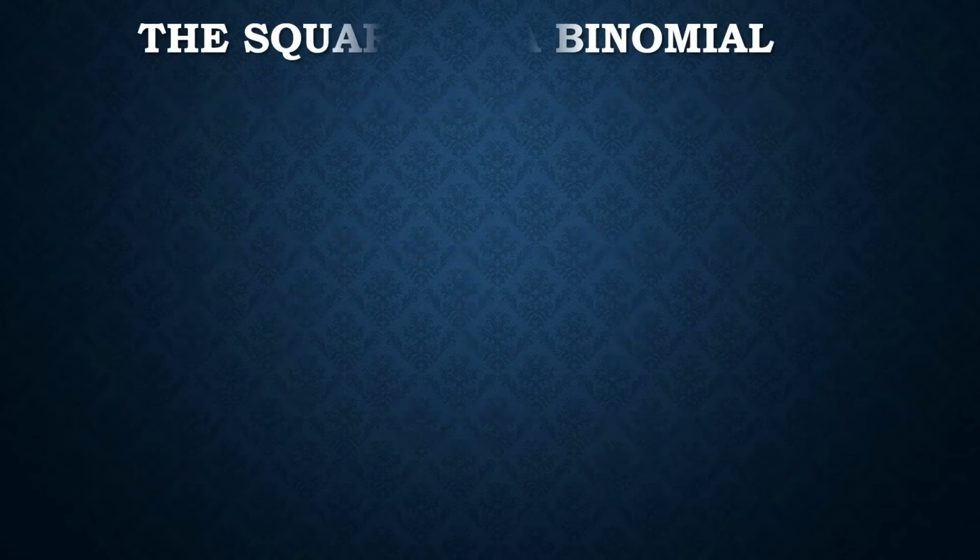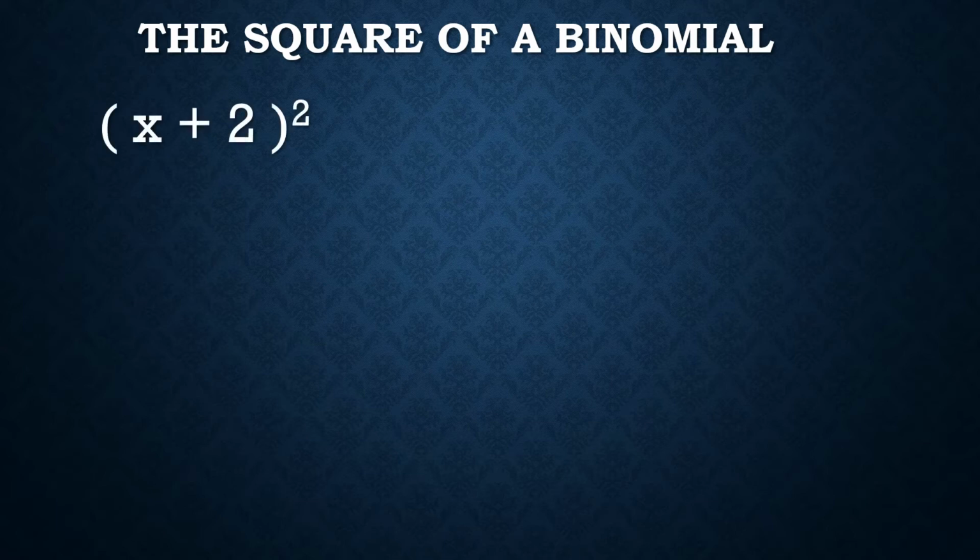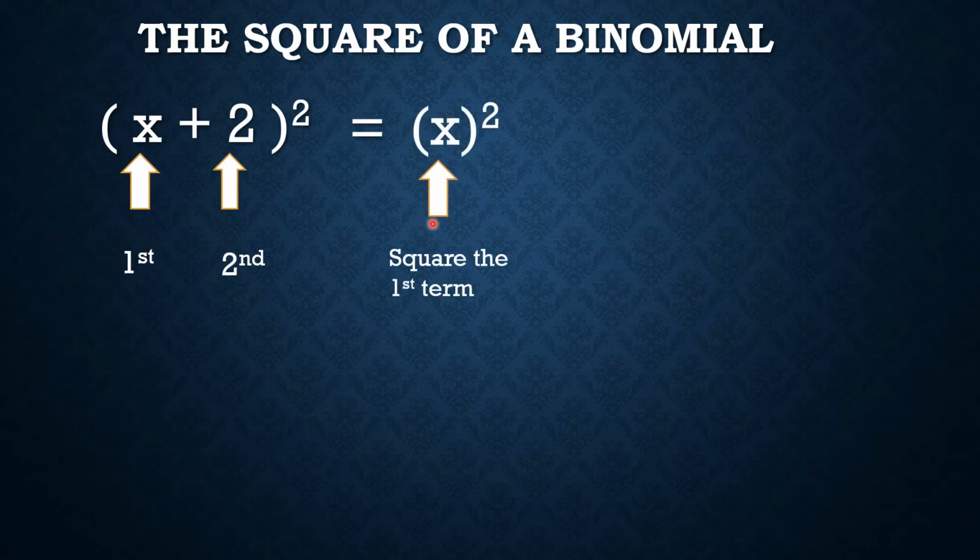Now that we know the identities when squaring a binomial, we can now proceed to this example. What is the square of x plus 2? Okay, so let's apply the process of squaring a binomial. First, let's remember that x is our first term and that 2 is our second term. Let's square the first term. So we have x squared.